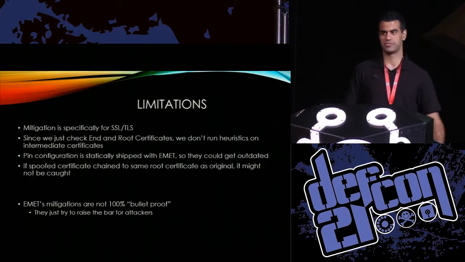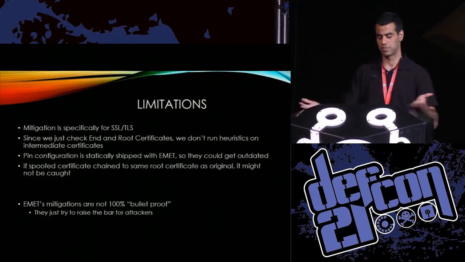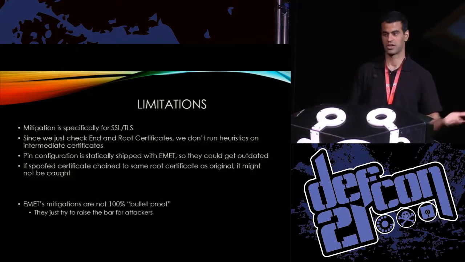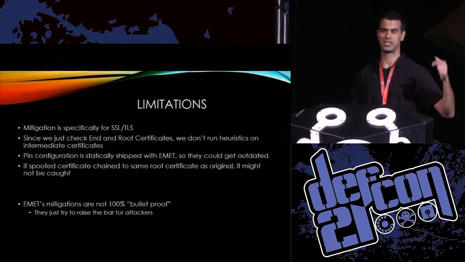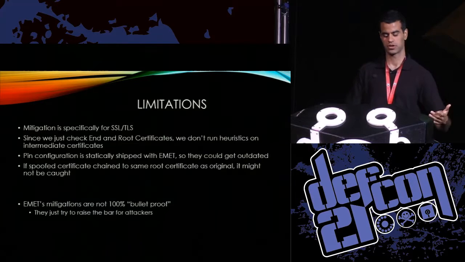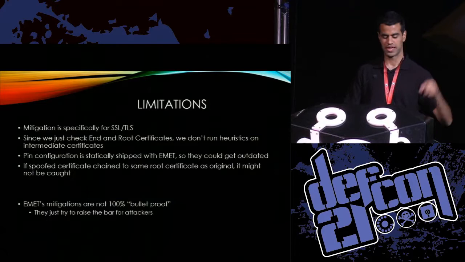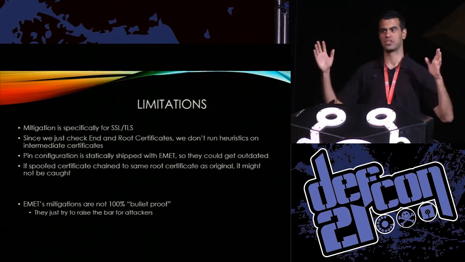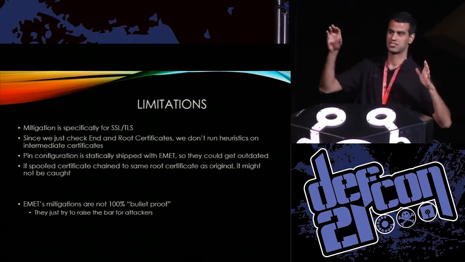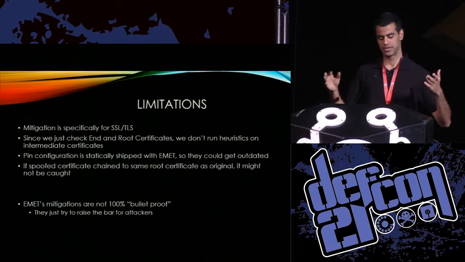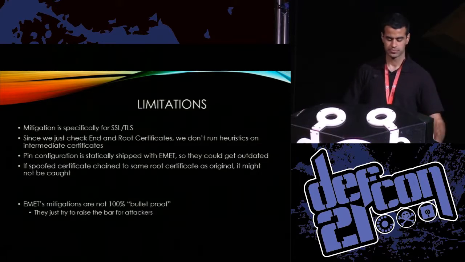So I believe it's best to be upfront and straight up about what the limitations are and not try to hide them. Some limitations are that we mitigate specifically for SSL and TLS, not other crypto protocols. We're just checking the end and the root certificates, like I mentioned earlier. We're not checking the intermediate certificates, so that's a possible limitation.